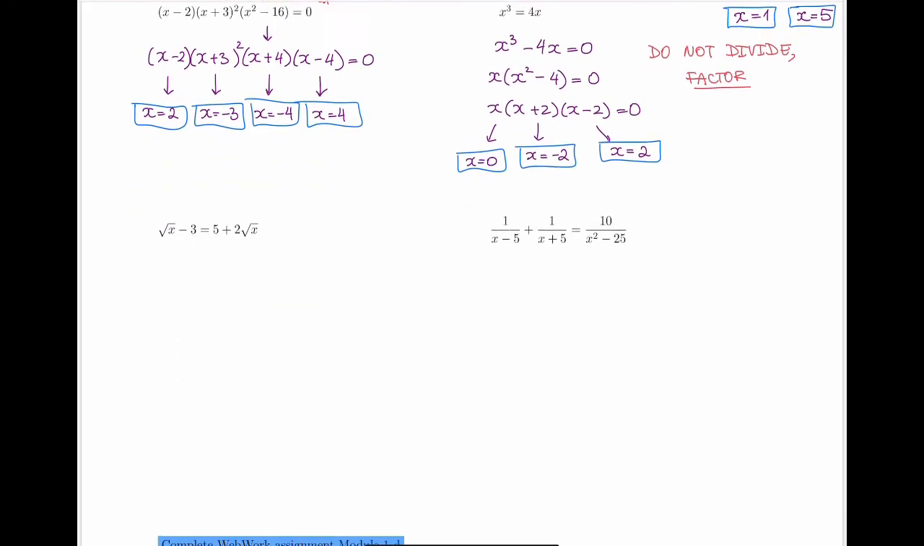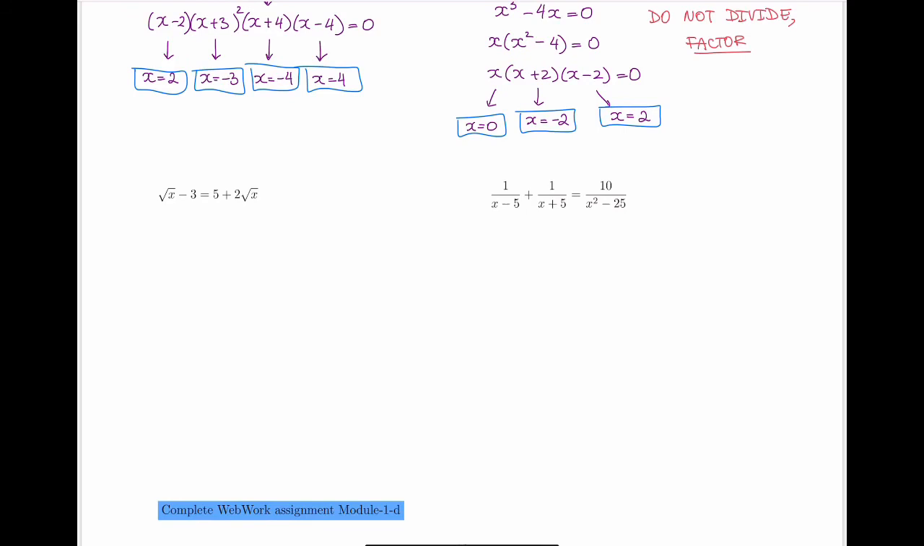Okay, moving on to our last two examples in this part. Let's take a look at this guy right here. So I do have square roots, but they are present in both sides, and they're both square roots of x. So let's move everything to one side and then see what happens.